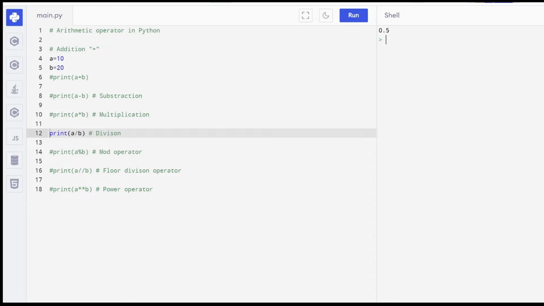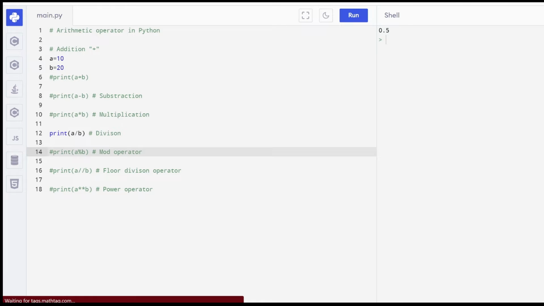Whenever you are performing division, your answer will be a float. Float means decimal. Okay. So the next one is our mod operator. So what is the mod operator? Whatever remainder is generated, that is the output of the mod operator. When we divide 10 by 20, the remainder is 10. Now you can see here the output is 10.